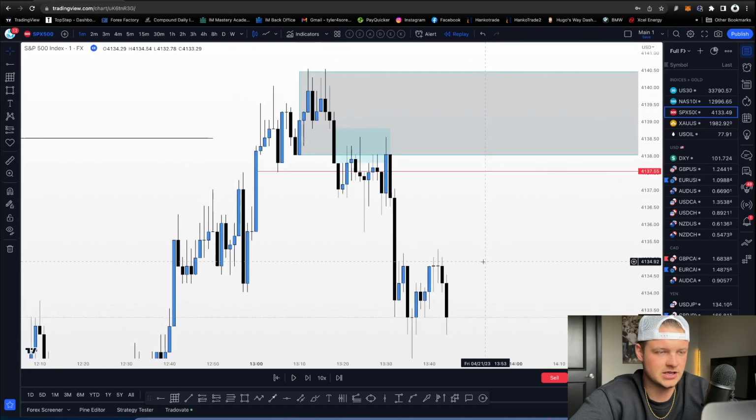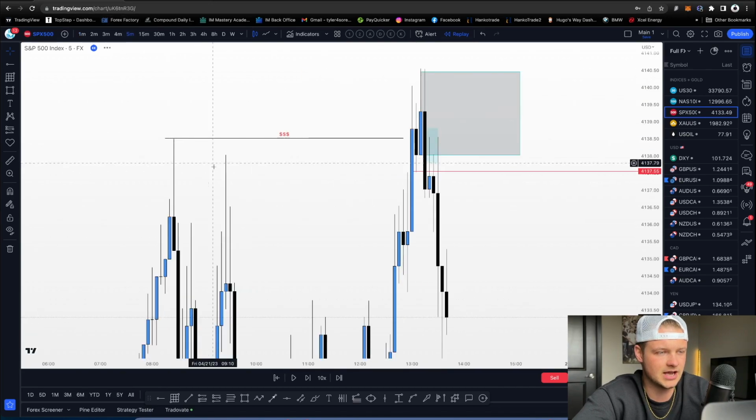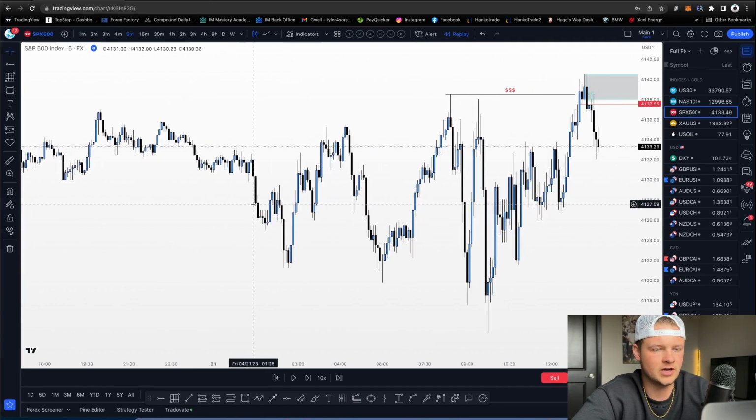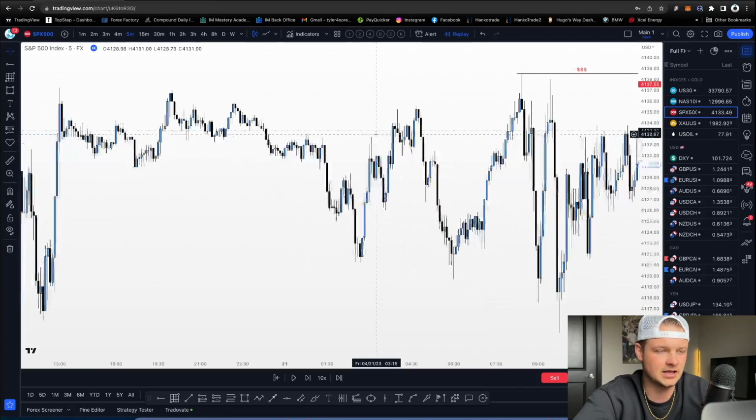So guys, you'll see these confluences coming together. That's why we're doing this one concept at a time, so you guys can really understand it and understand when we talk about confluence and looking for all these things in congruence with one another. This is exactly what that means.